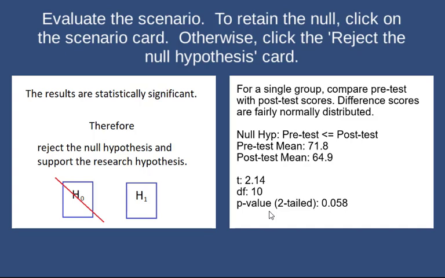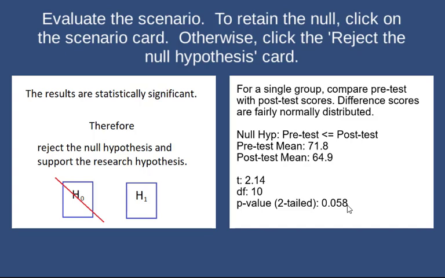Now, we're doing a one-tailed test. If this had been a two-tailed test, our null hypothesis would have been that the pre-test was equal to the post-test. That is no difference. But we're doing a one-tailed test. The null hypothesis said pre-test would be less than or equal to the post-test. So we're going to take this p-value two-tailed, and we're going to divide it in half. So that's going to come out to be 0.029, which is less than or equal to our alpha level of 0.05.